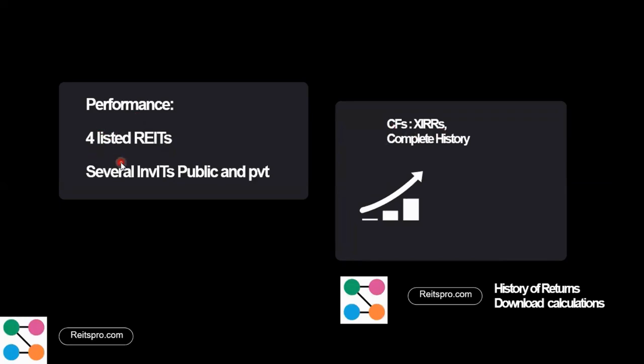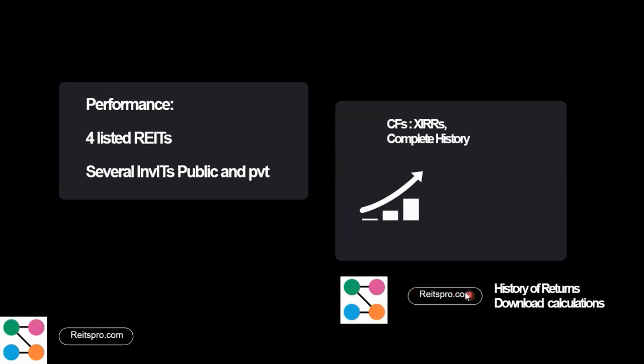Let's talk about what is the theory. We've talked about the theory. Now let's see what the 4 listed REITs are, and there are several InvITs which are public and private. Out of that, if you have more than 20 InvITs, the majority of them are private InvITs. Only a few of them are public. So you need to see the cash flows as XIRRs. For that, you need to see what are the cash flows that you have got over a period of time. And for that, I have a little tool for you.